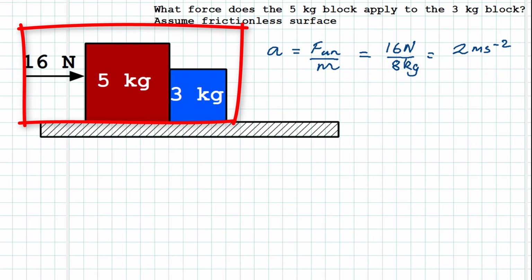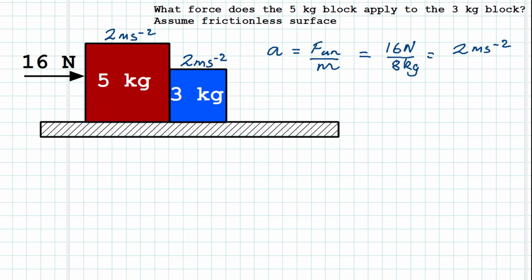So the system is going to accelerate at 2 meters per second every second. Each part of that system will have the same acceleration, which means the 3 kilogram block is going to experience an acceleration of 2 meters per second every second, and the 5 kilogram block is going to receive an acceleration of 2 meters per second every second. Now, in order to find the force experienced by the 3 kilogram block, we isolate that 3 kilogram block just like this. Now that it's isolated, we can see that the 3 kilogram block has an acceleration of 2 meters per second every second. And what would be the force needed to do that?